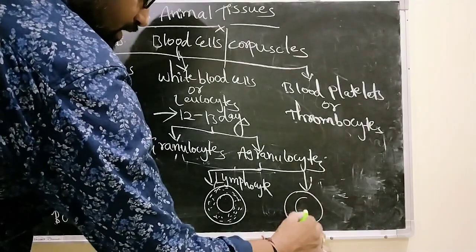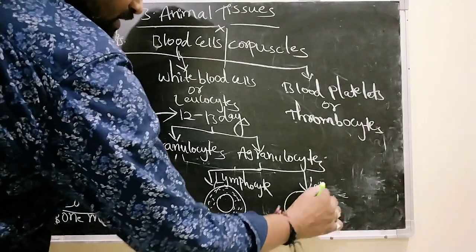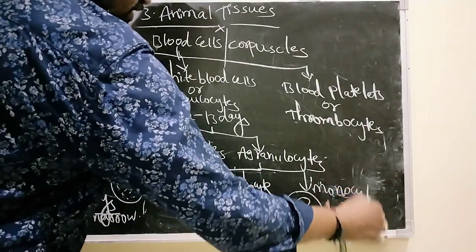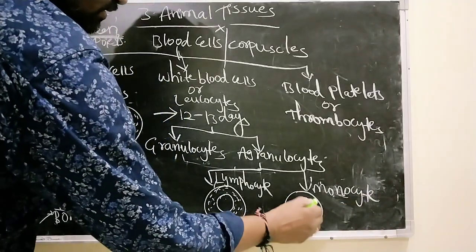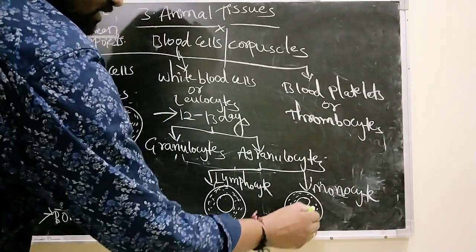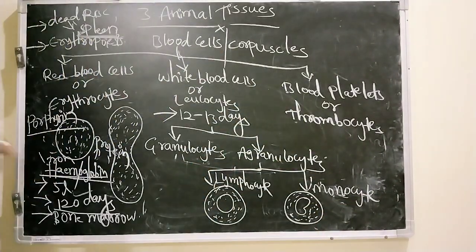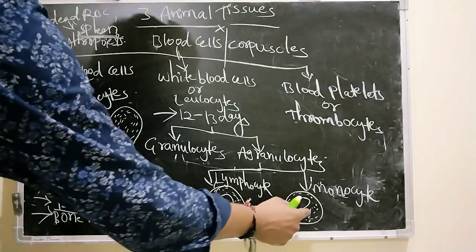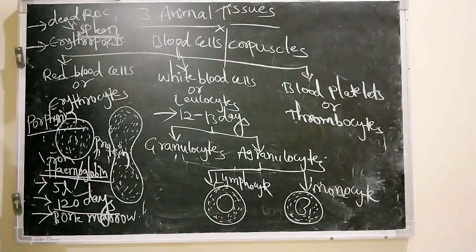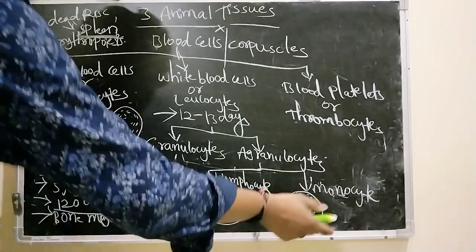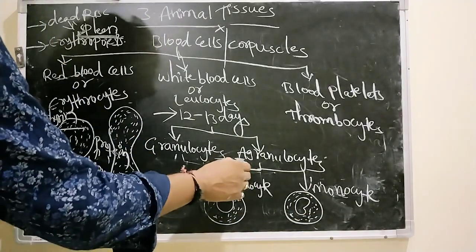And a kidney shaped nucleus is present. It is called monocyte, and this is the cytoplasm. Okay, round shaped nucleus is present in lymphocyte, kidney shaped nucleus is present in monocyte. This is about the agranulocytes, where A means absent, granules are absent.